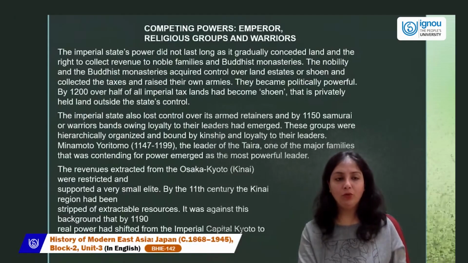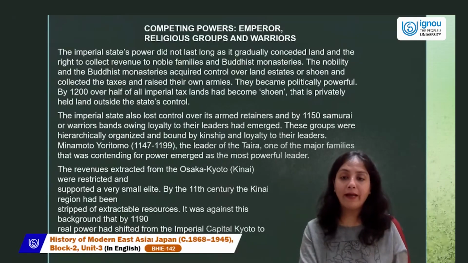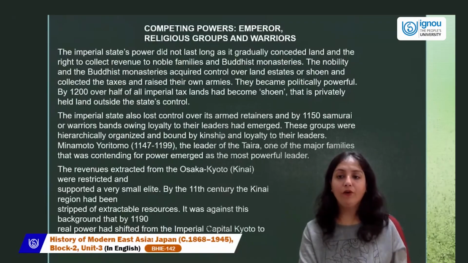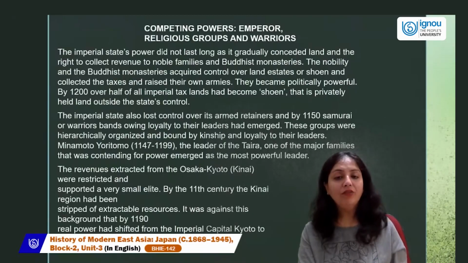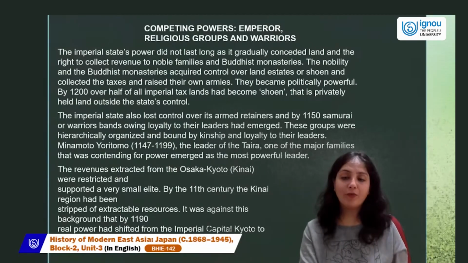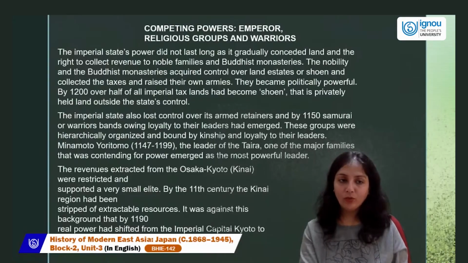Minamoto Yoritomo, the leader of the Minamoto, one of the major families contending for power, emerged as the most powerful leader. Who was the leader? Minamoto Yoritomo.